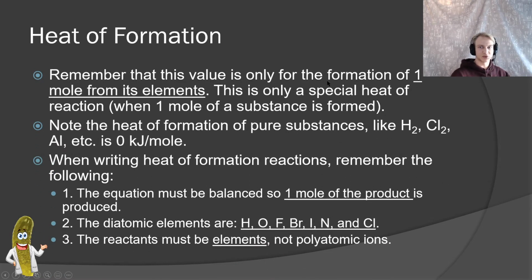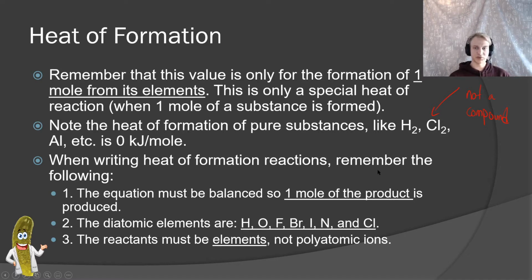Key thing, again, this is repeated twice in here because it must be important. Remember that this value is only for the formation of 1 mole from its elements. This is only a special heat of reaction when 1 mole of substance is formed. Note the heat of formation of pure substances like H2, Cl2, Al, etc. is just 0 kilojoules per mole. So this would be if it was just the element, so in other words, not a compound, not a molecular or an ionic compound. If it was just a pure element, the heat of formation is 0 kilojoules.